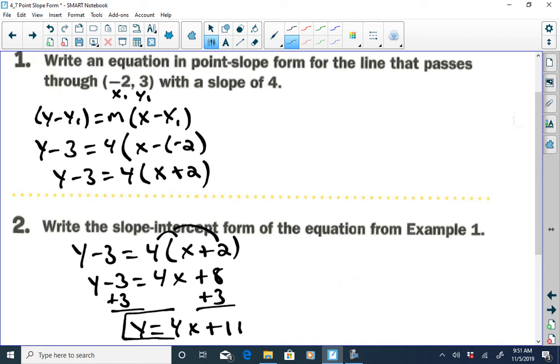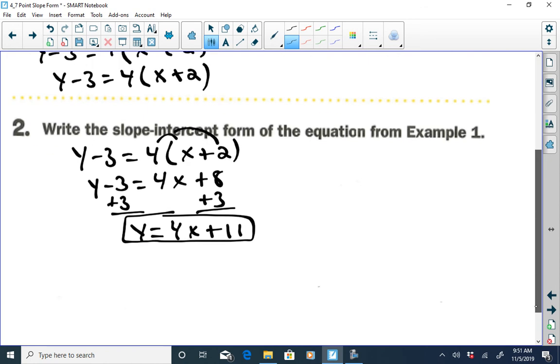So y is equal to 4 times the number x plus 11 is the equation of the same line that we have in example 1, but in slope-intercept form. All right?